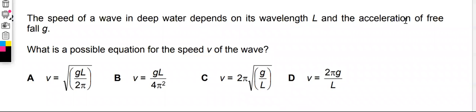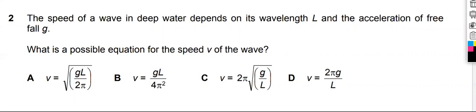All right, now we're looking at question 2 here. This is coming from paper 11 that was administered in October, November 2019. And it reads, the speed of a wave in deep water depends on its wavelength, L, and the acceleration of free fall, G. What is a possible equation for the speed V of the wave? And they give you a number of different possible equations, but only one of them is actually possible. Okay, there's only one correct answer here.